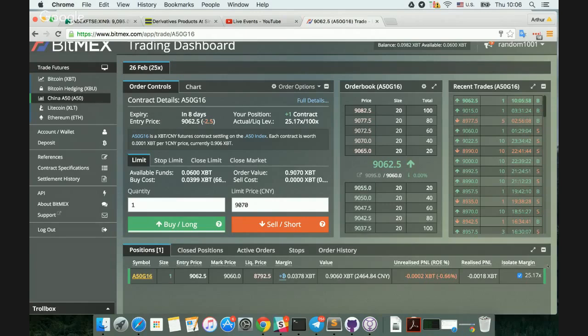If you're familiar with trading our Bitcoin US dollar futures contracts, this is a very similar structure. It's just that the underlying is now the FTSE A50 index.